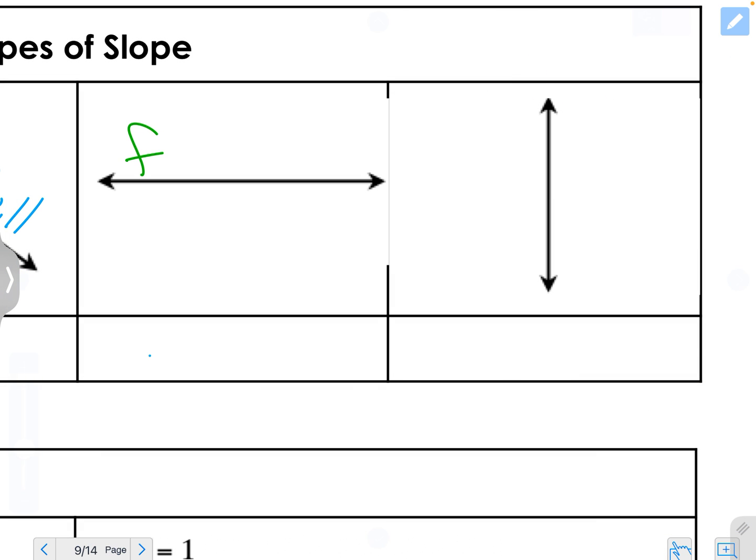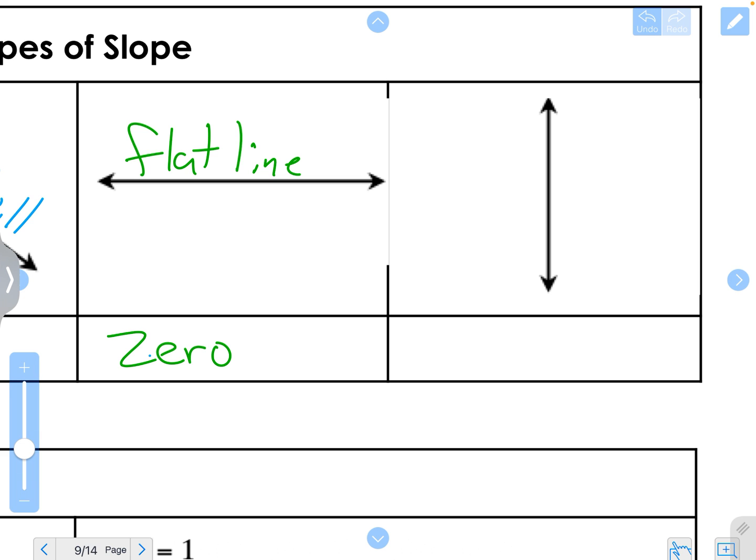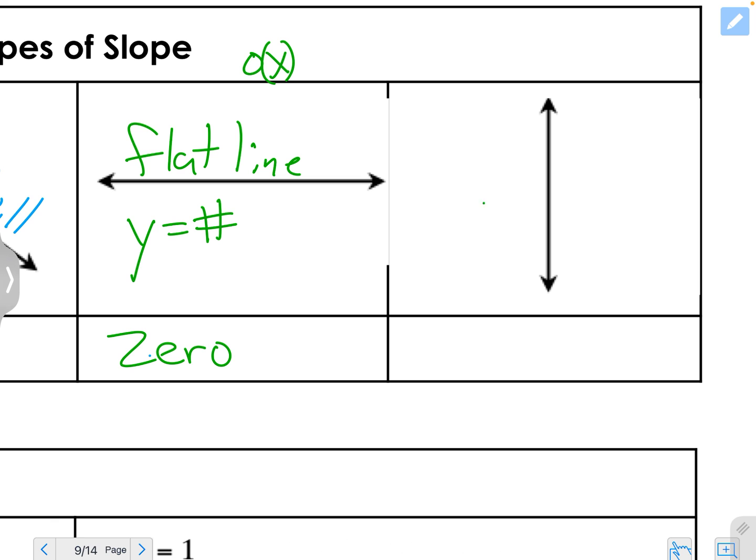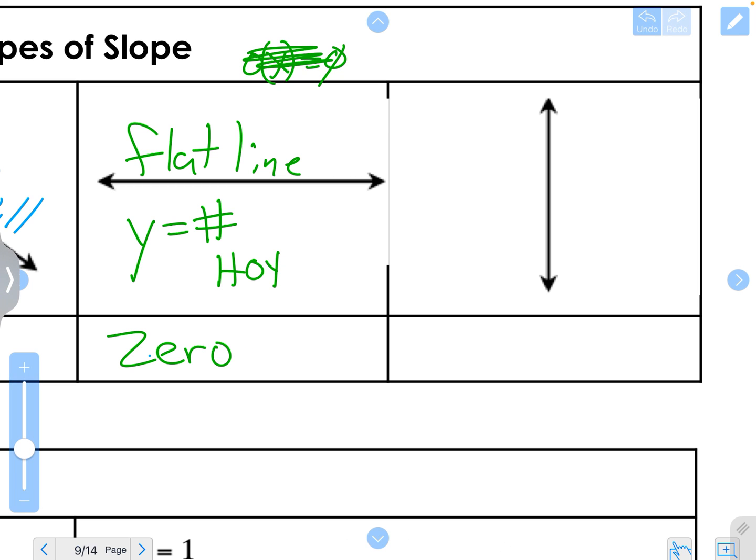So we have our flat line. We said our flat line means that there are no heartbeats, so our slope is 0. When our slope is 0, all of our lines are going to be y equals a number, because 0 times x makes 0 and our x goes away. Another way to think about this is HOY. This is a HOY line. It is horizontal, the slope is 0, and it is y equals.